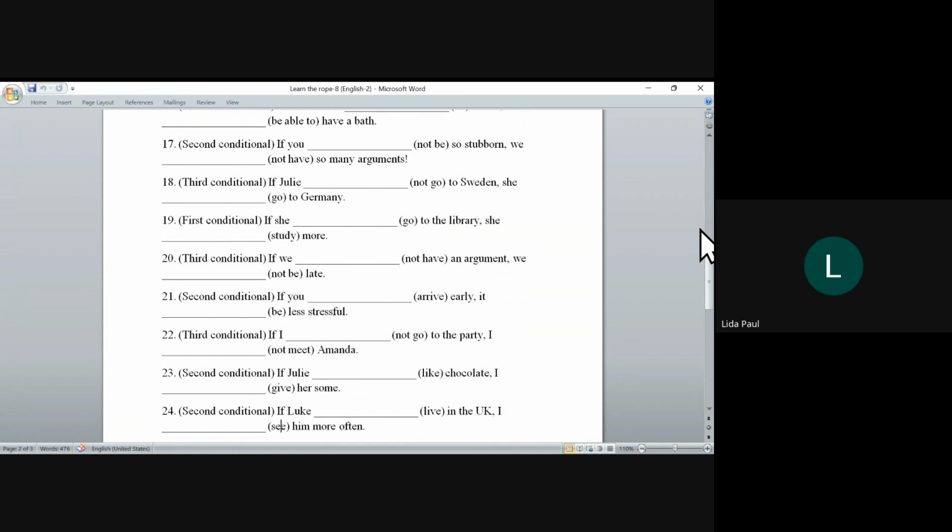We would not have so many arguments because all we are left with is just the would and then the given form of the verb, which is where form. So you simply add would not have. If you were not so stubborn, we would not have so many arguments.